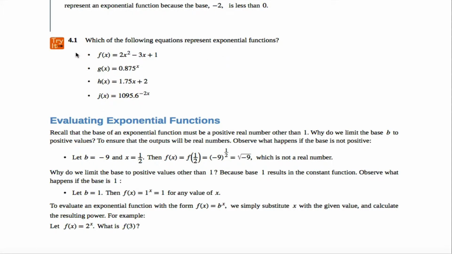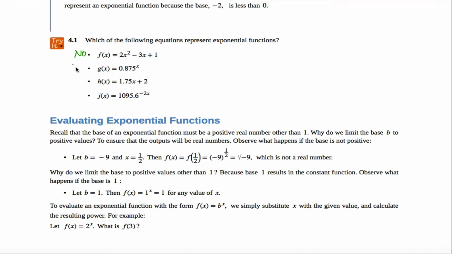The first one, f here, is not. And the reason why, well, this is a polynomial function. I guess the easiest way to see why it's not is the base here is not a constant and the exponent is not a variable. And then you have these other terms too, which further complicate stuff. This is a polynomial, not an exponential function.